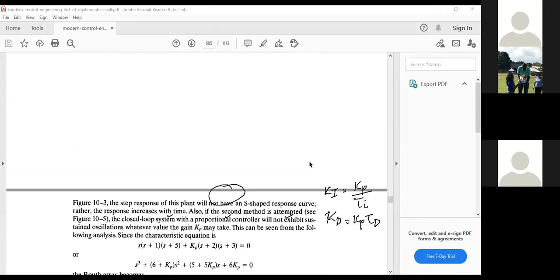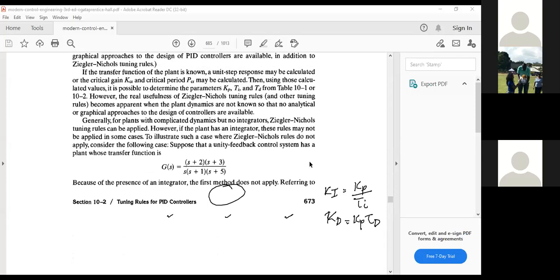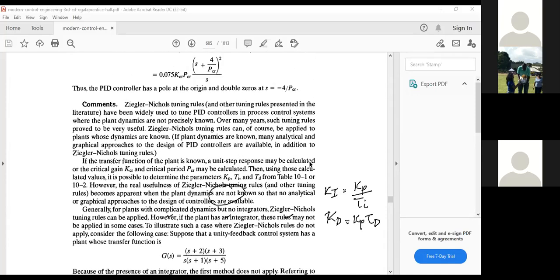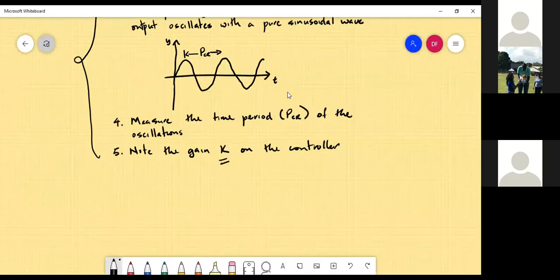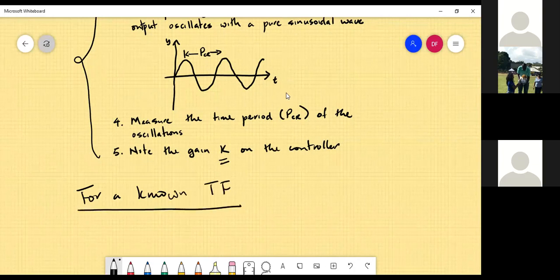Let me not use the example that is here. Let me go back and use an example that I'm going to pull out of my head. Hopefully it works. All right, so we're going to do the same thing now. So for a known transfer function, let's use an example.